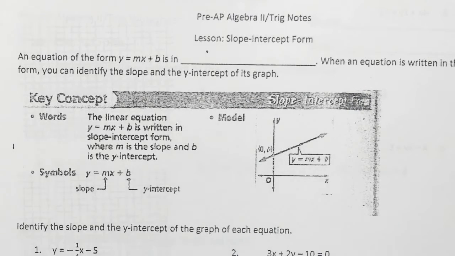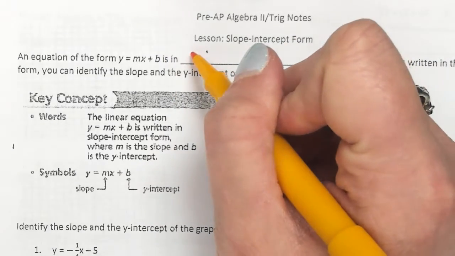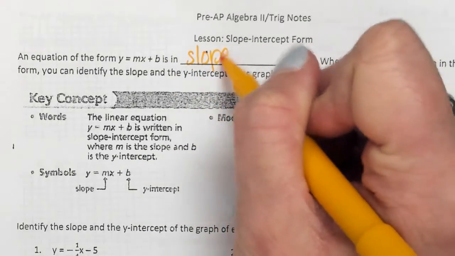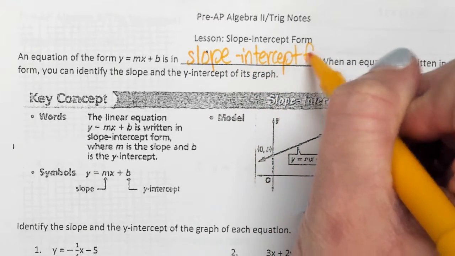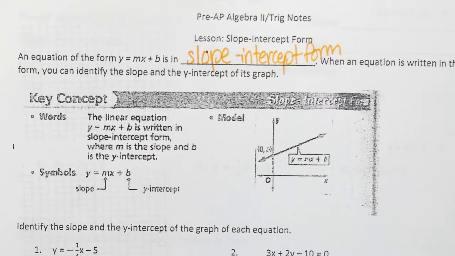Here we go. All right. An equation of the form y equals mx plus b. What form is that called? What do we call that? Standard. Slope intercept. Slope intercept. Lord have mercy. Look at the board, Sawyer.